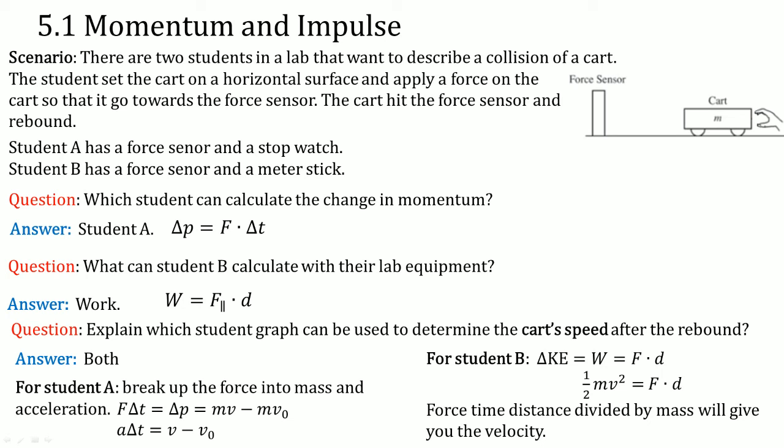You can either use the change in momentum for student A, or you can use the work for student B. They describe the same thing in terms of getting the cart's final speed.